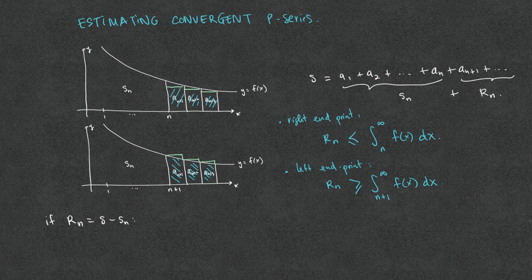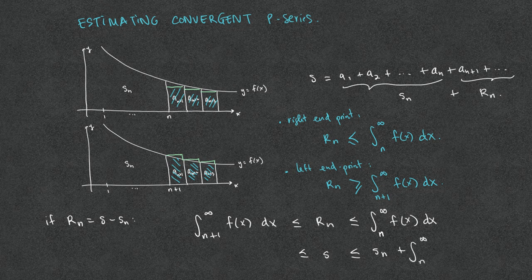We see that the remainder is being squeezed between the two integrals. The integral on the left-hand side is n plus 1 to infinity of f of x dx, and the integral that is more is the integral from n to infinity of f of x dx. Remember that the remainder R sub n is unknown, but we know that it is being squeezed between the two integrals.